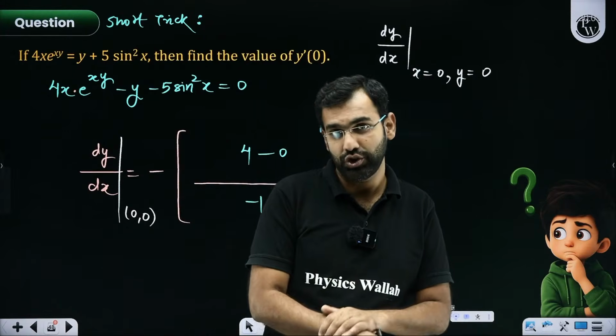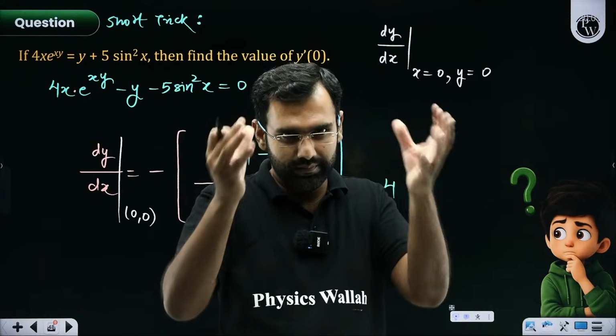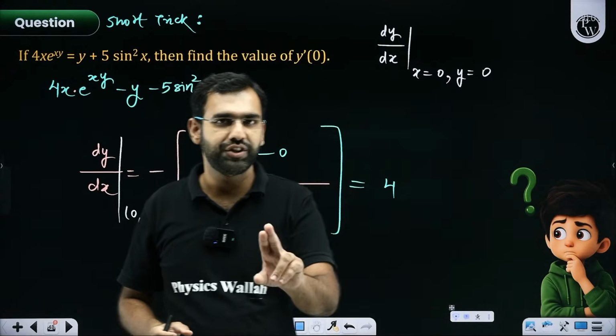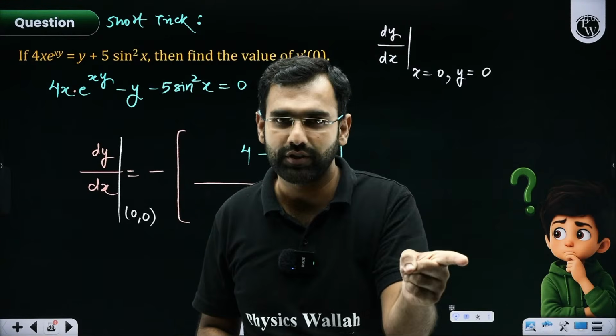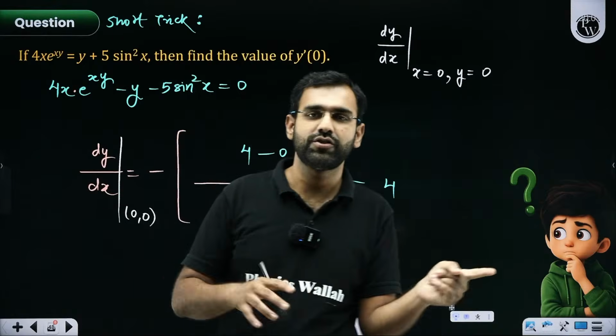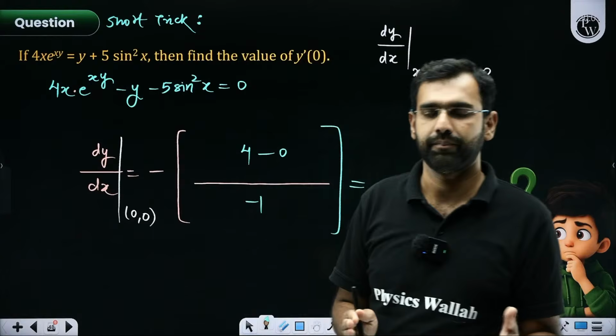Partial differentiation you should be now comfortable with, and I think that's not tough. You should just keep it in mind that in the numerator, differentiate with respect to x, treating y as constant. Denominator, differentiate with respect to y, treating x as constant, and take the negative of this expression. That will be dy by dx.